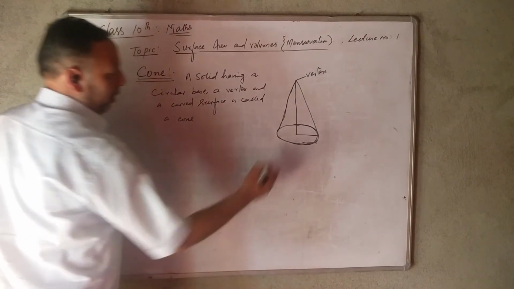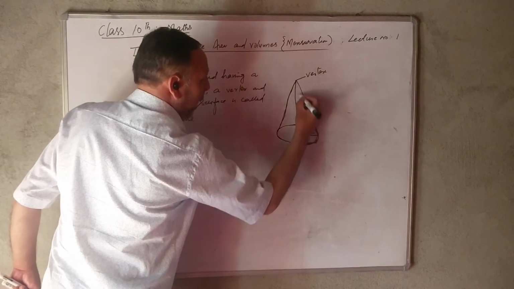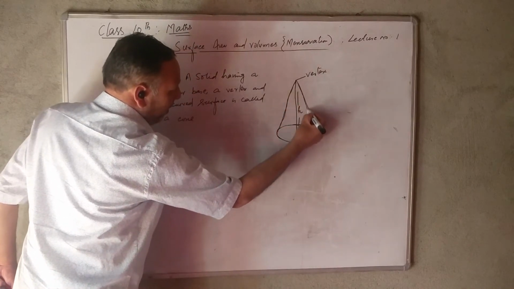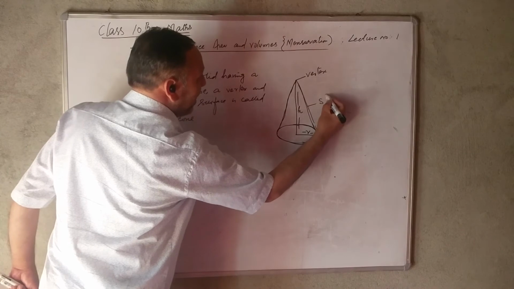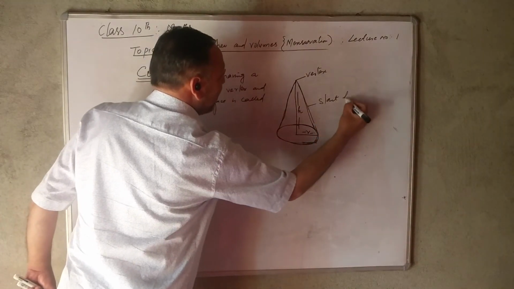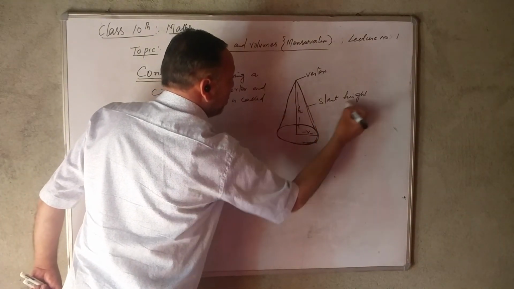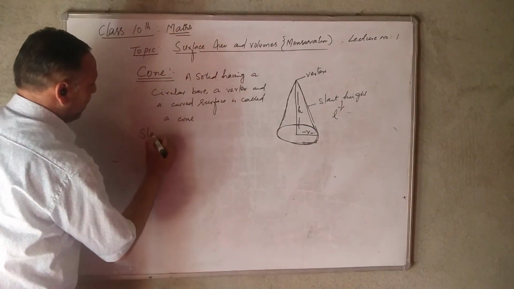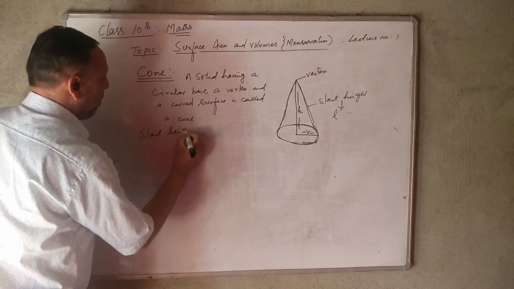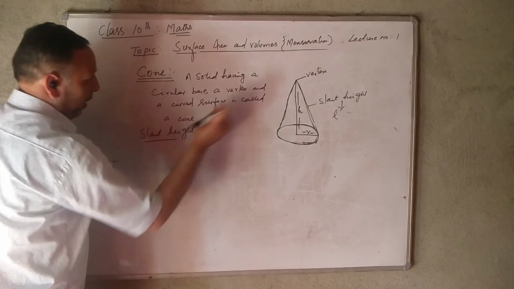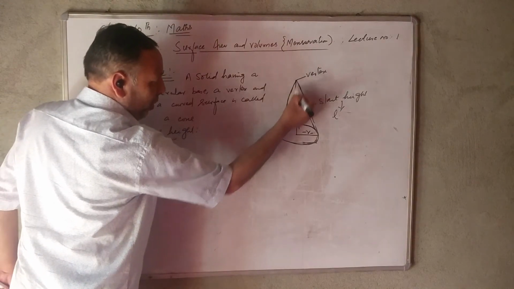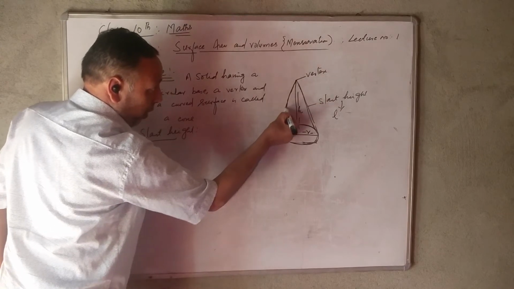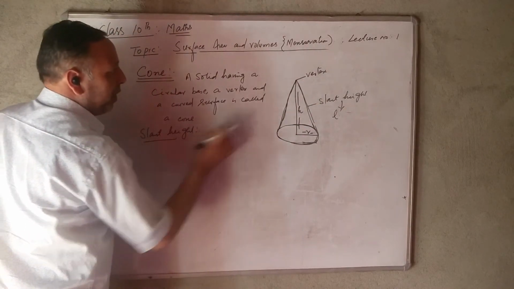Let r be the radius of the cone and h be its height. Then this is known as slant height. We call it slant height. It is denoted by small l. What is slant height? It is the line segment which joins the vertex to any point on the base. A line segment joining the vertex to any point on the base is known as slant height. It is denoted by L.